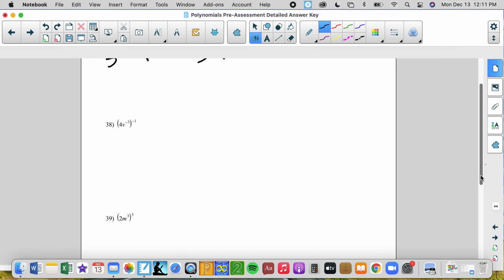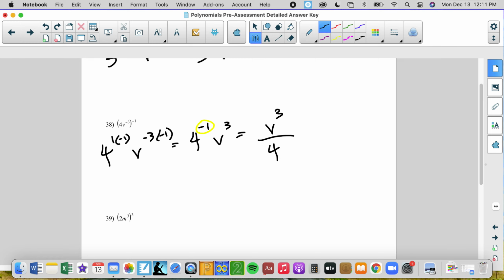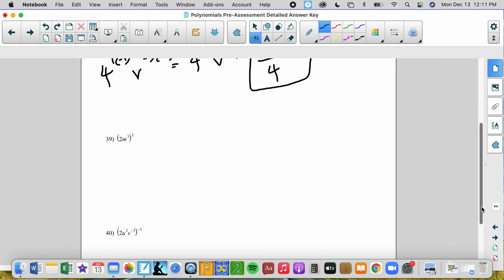Now you see that we will also distribute negatives. 1 times -1, v to the -3 times -1. That becomes 4 to the -1. Ooh, we haven't done any of that. v to the 3. Negative 3 times positive 1. So even with a constant, we have to get rid of it. The v to the third stays in the numerator. The 4 to the first goes to the denominator. And since we don't have to simplify that, that would be our correct answer.